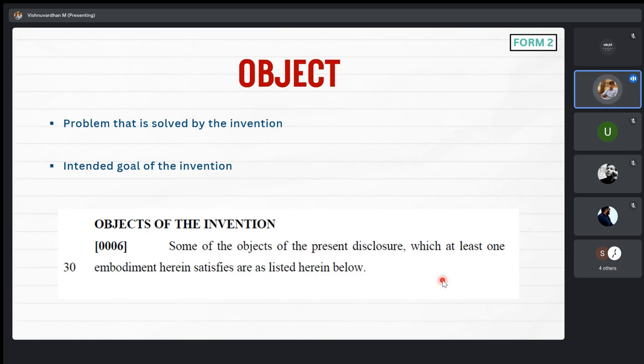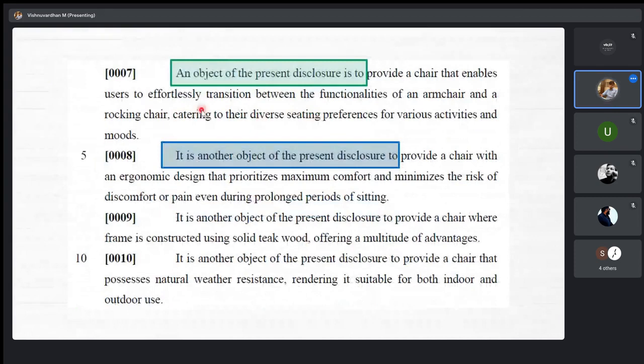Just write one line saying that the following are the objects of the present disclosure, and start writing what the objects are, and write it in this format. An object of the present disclosure is to, and then write the objective of your invention. Again, when you write the other set of objects, always write: it is another object of the present disclosure to X, and then it is another object of the present disclosure to do Y. So all the objectives are listed like this, one after the other.